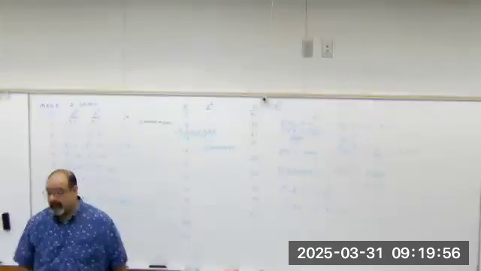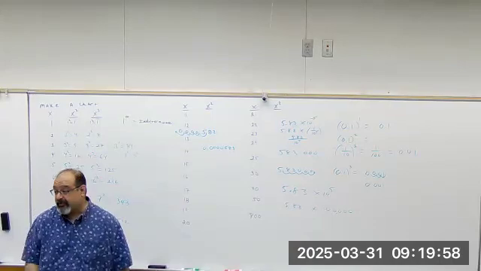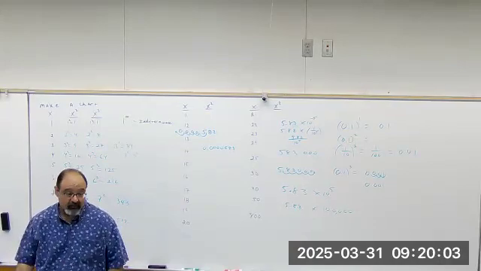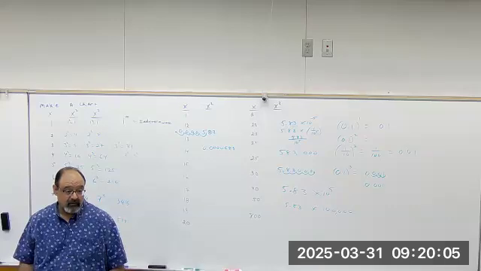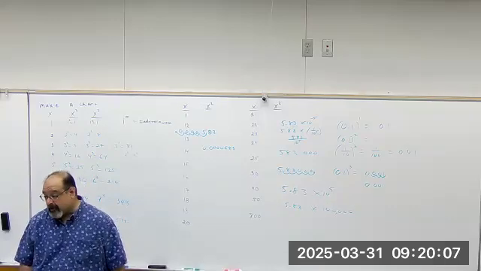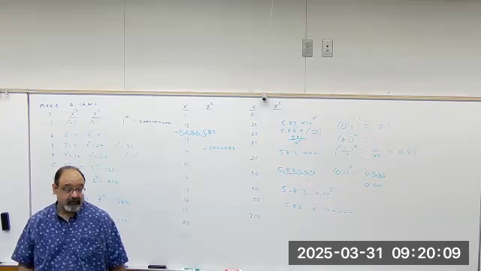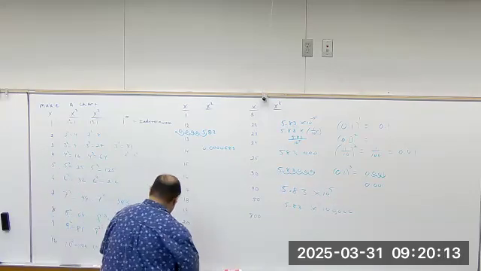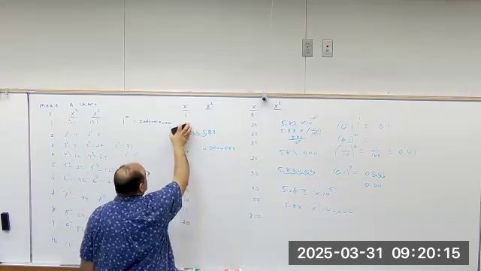Scientific notation. Going into a chemistry class, you've got to know which way to move the decimal. Then you've got to know how to add, subtract, multiply, and divide with scientific notation, because we deal with huge numbers and small numbers in chemistry and physics. Next one.